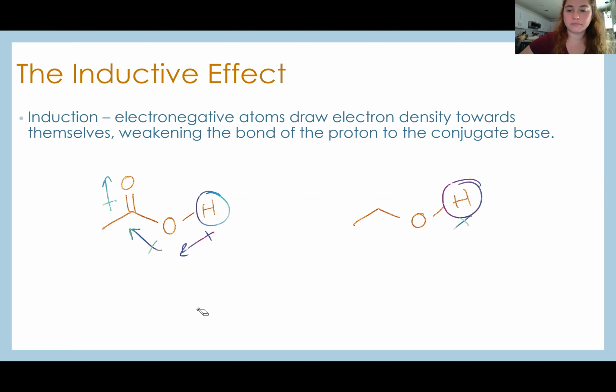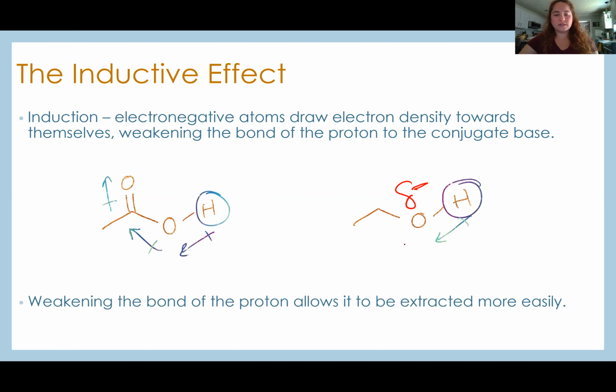When you look at ethanol, there's only one dipole happening here. So this hydrogen is pretty well stuck onto this oxygen because the entire density of electrons is on this one oxygen. So this hydrogen is very happy with its situation. That bond is less likely to be broken. So weakening the bond of the proton allows it to be extracted more easily. And that's the first bit of the inductive effect. We're going to look at another version of this in a second. Are there any questions about this so far?